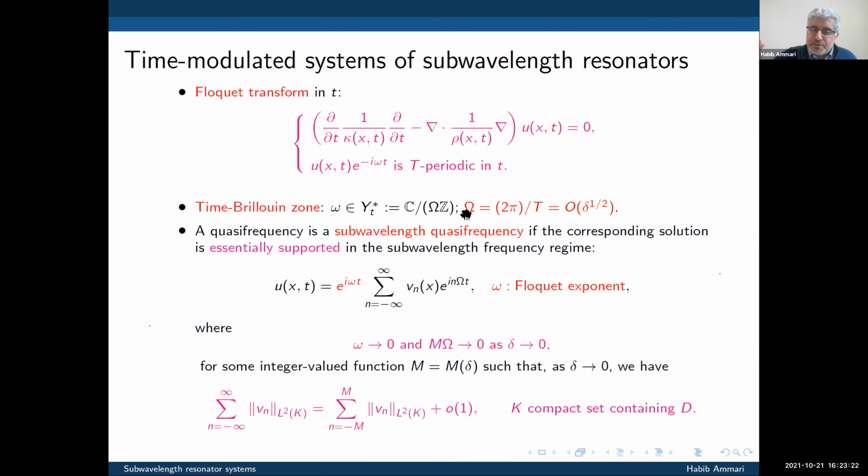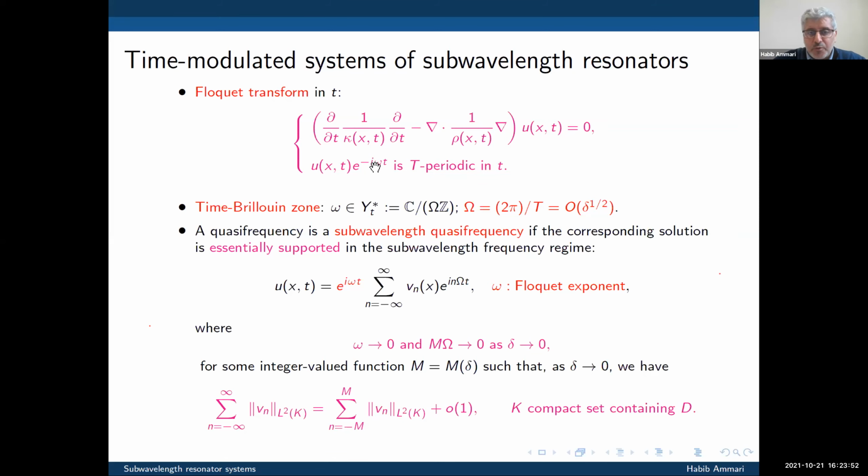And the interesting physical regime is to take omega as square root of delta. You remember when we considered the unmodulated case, the subwavelength resonant frequencies, as I said, were of order square root of delta. So let's take the modulation in time also of order square root of delta. Okay. So I'm calling Y star the time Brillouin zone. And if you think about it a little bit, there is a kind of ambiguity. Why?